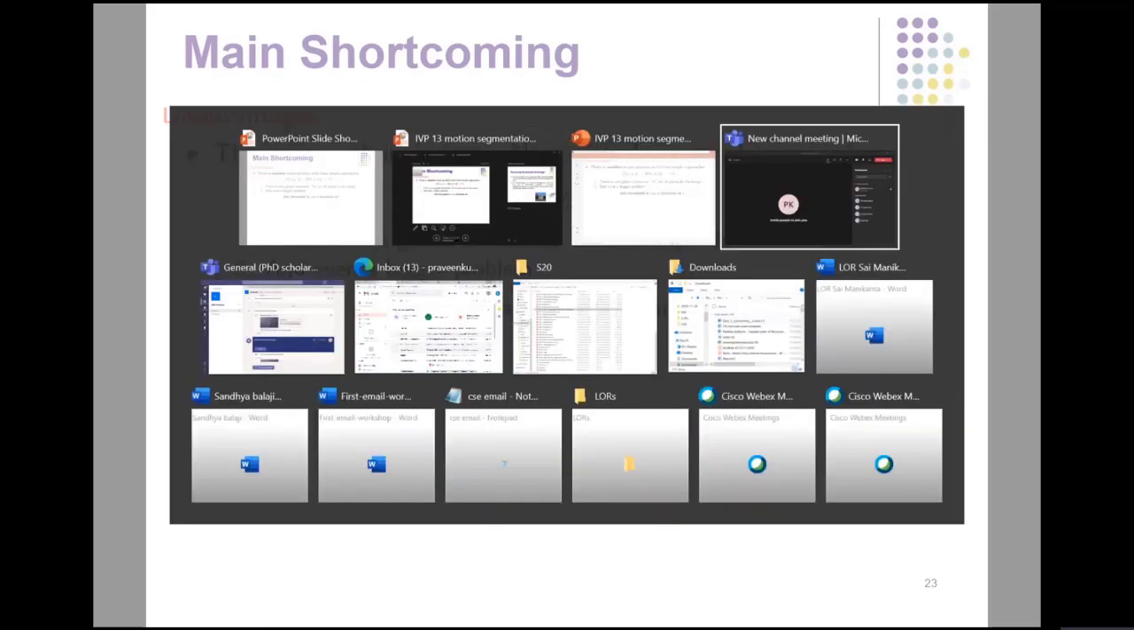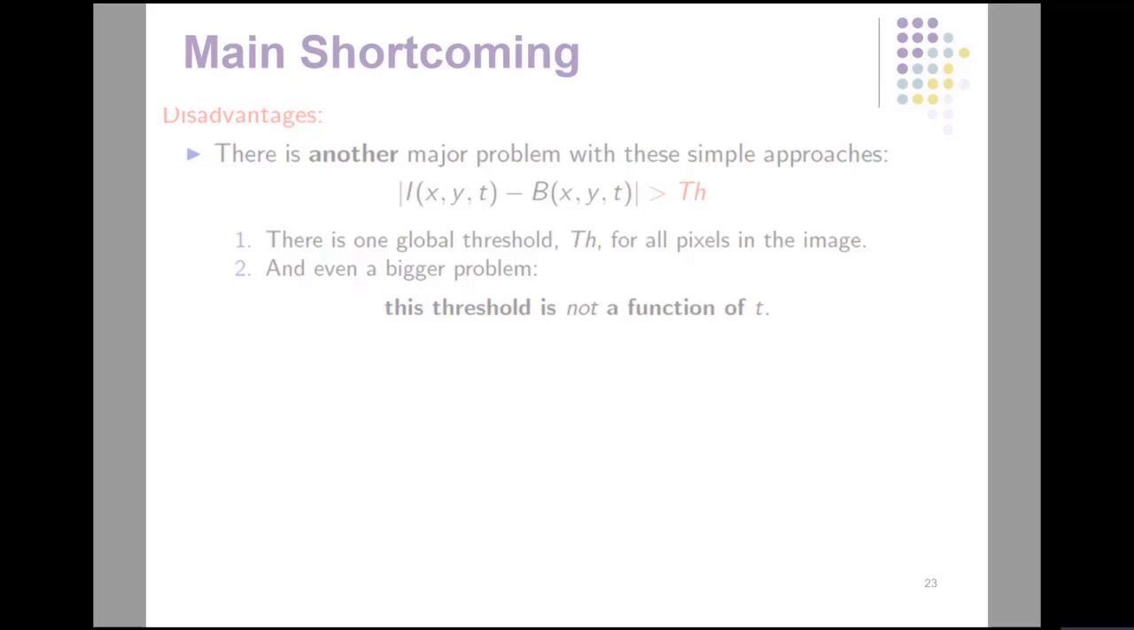And there is an even bigger problem. This threshold is not a function of time. So even if you do trial and error, you fix a threshold value. Now that threshold value is the same for every frame from now onwards. So you cannot tweak it for different time instants. You cannot keep on changing this threshold value for each time frame. So ideally, as I said, if the background is getting updated over time, then this threshold should also be a function of time. It should also change over time in order to get a better output.